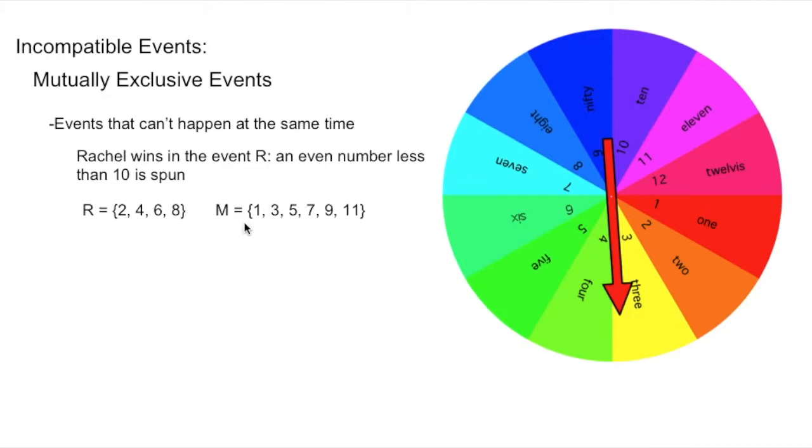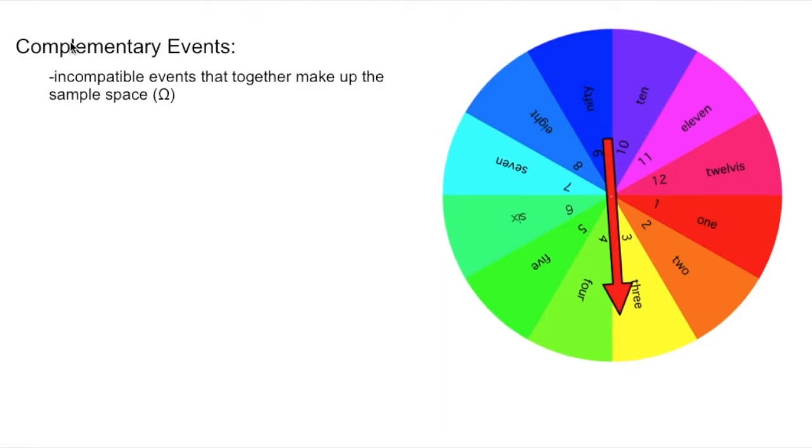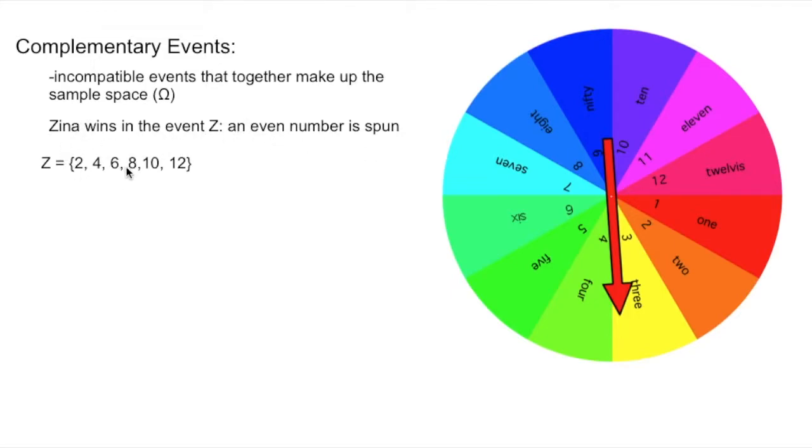Whenever Morgan wins, Rachel loses. Rachel and Morgan can't both win at the same time. Notice that R intersection M is the empty set. There's nothing in common between 2, 4, 6, 8 and 1, 3, 5, 7, 9, 11. Complementary events are incompatible or mutually exclusive events that together make up the sample space. Let's say Zena wins in the event Z of an even number being spun, 2, 4, 6, 8, 10, 12.